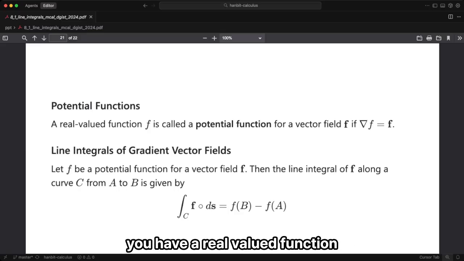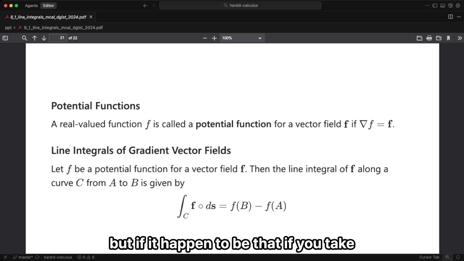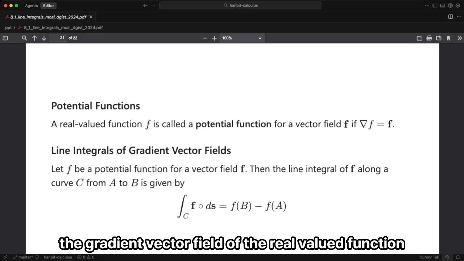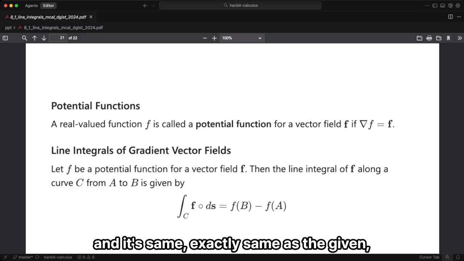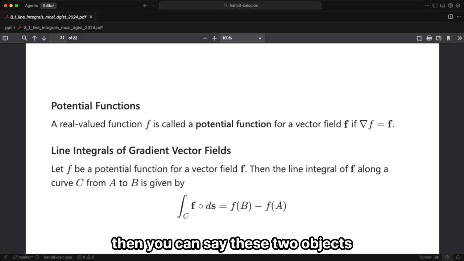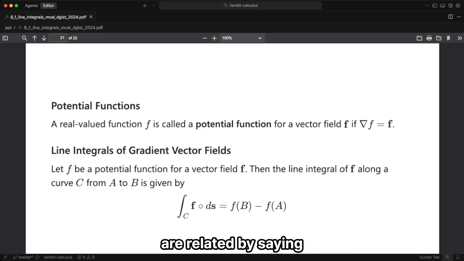Again, let's say you have a real valued function and a vector valued function. Totally two different things. But if it happens that the gradient vector field of the real valued function is exactly the same as the given vector field, then you can say these two objects are related by saying that the real valued function is a potential function of that vector field.